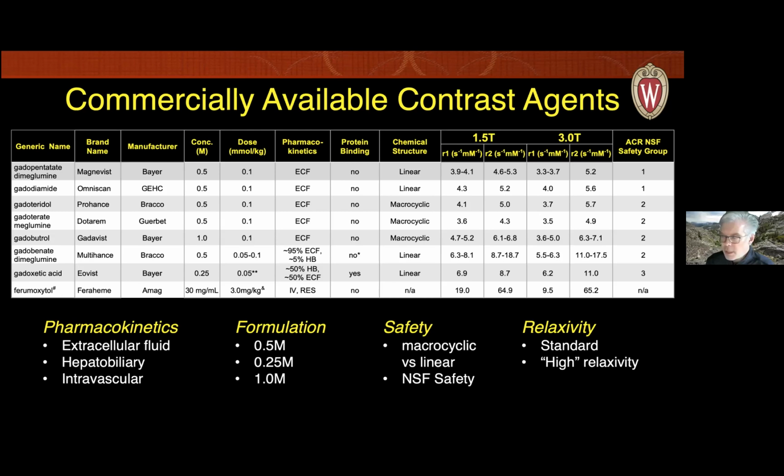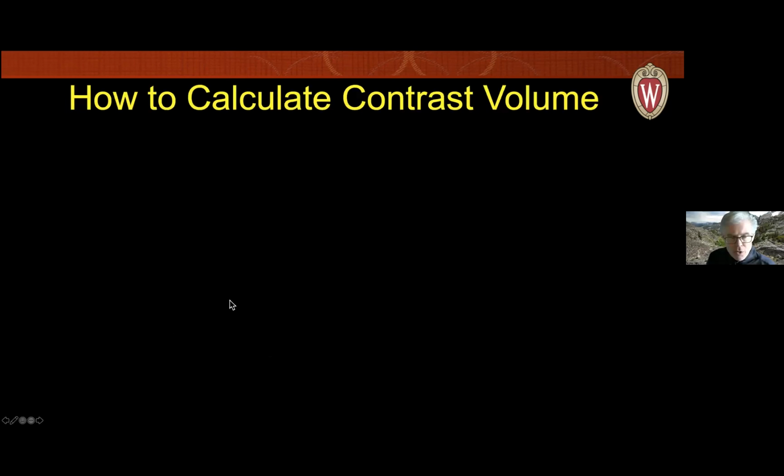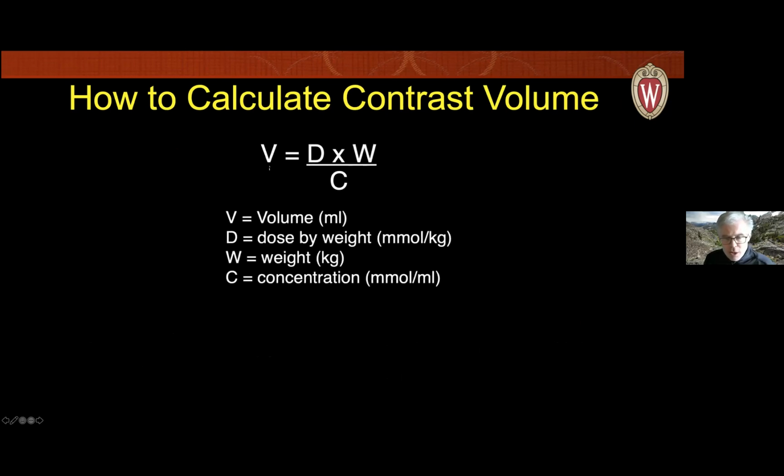All right, keep going, and just a couple more slides. So how to calculate the contrast volume, pretty simple. What you really need to know is how many milliliters to inject for this patient. The first thing you want to know is the patient's weight. If you're doing a weight-based dose, then it's going to be proportional to the patient's weight in kilograms. If it's a higher concentration, you're going to need less. So the higher the concentration, the lower the volume. That's why the concentration goes in the denominator.